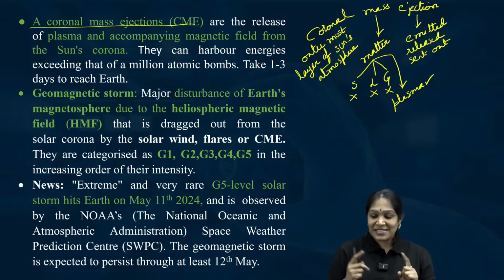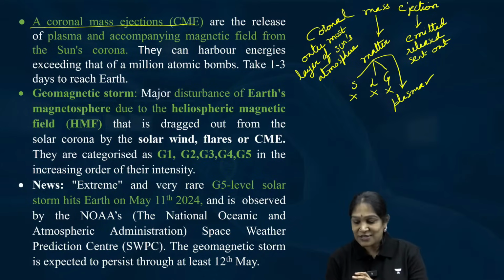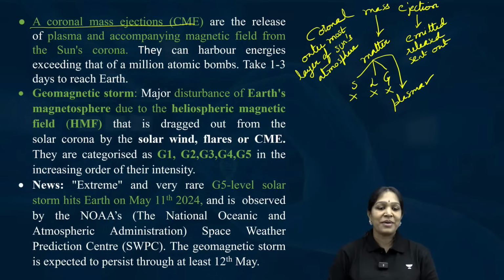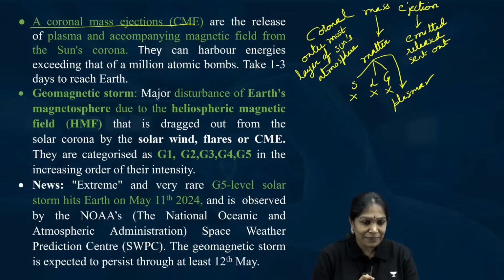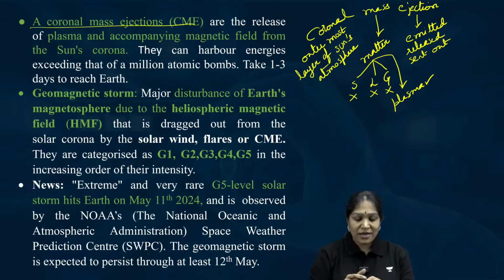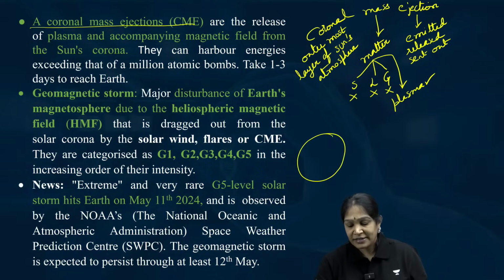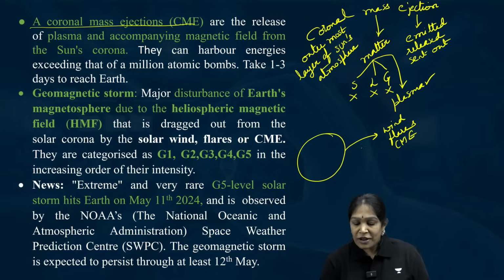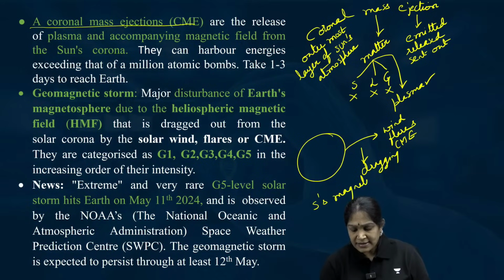So if plasma is released out of the sun's corona, that is called coronal mass ejection. Now coming back to this point. Here solar wind, solar flare, coronal mass ejection, all of them, what are they doing? Look here. Solar wind, flares, coronal mass ejections, all of them are dragging the sun's magnetic field. Is it clear? They are dragging the sun's magnetic field towards the earth.